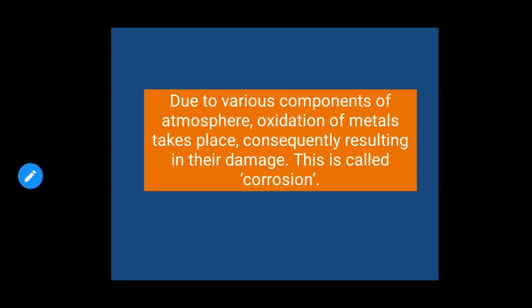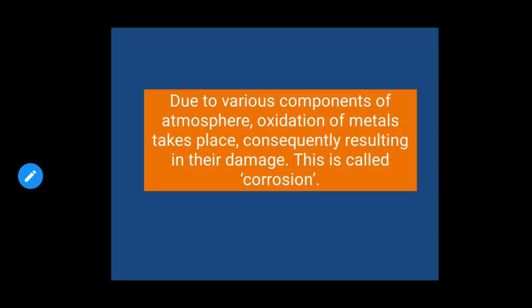Not only iron gets corroded, but even copper and silver, all these metals get corroded. Copper gets corroded because of carbon dioxide, and a greenish colored layer is formed on copper, whereas silver gets corroded because of sulfur in air, and a black colored layer is formed on silver.